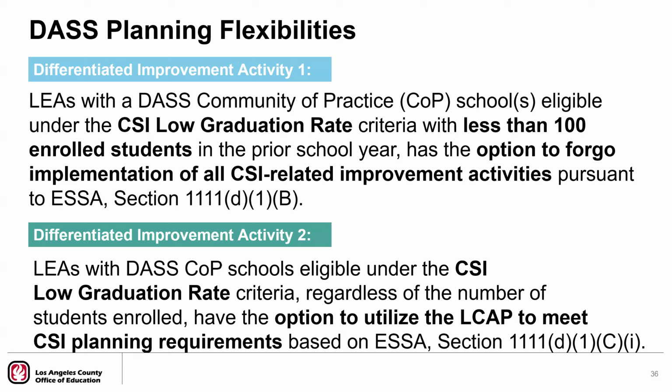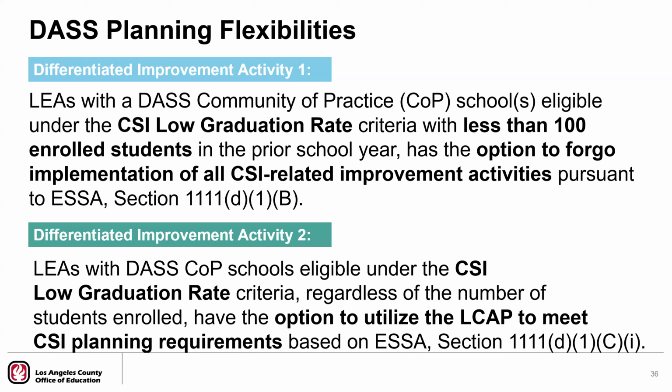So additionally, LEAs opting to exercise this option and forgo the implementation of CSI-related activities and the applicable funding needed to indicate its intent to do so through the application for funding in GMART that was due last month on March 3rd.